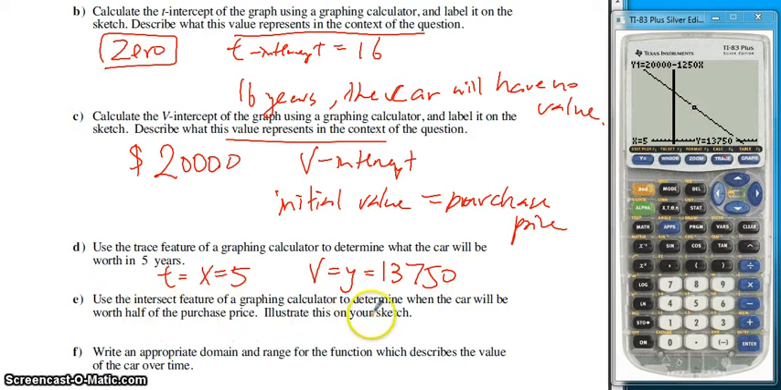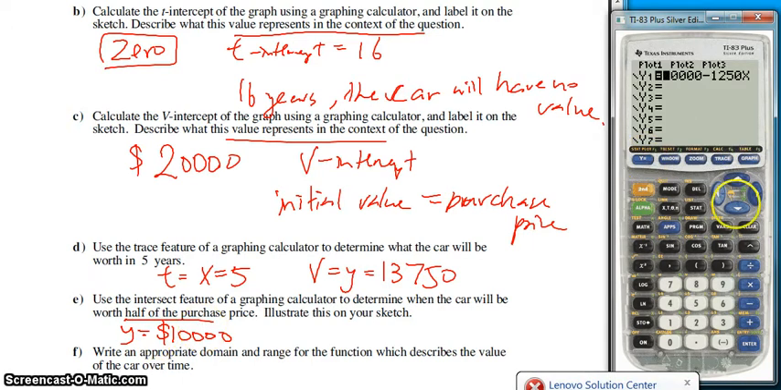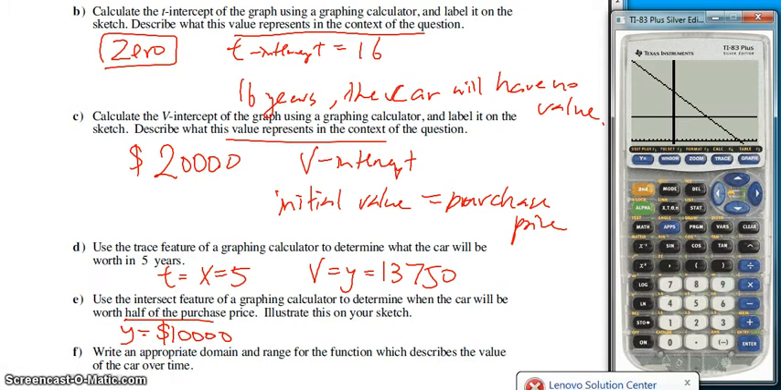Use the intersect feature to determine when the car will be half the original price. So how many years later will the car depreciate to half of its price? If you want half of the price, which means 10,000, that's the y value. There's no way to enter the y value directly, so you need to do it indirectly: enter another line, y equal to 10,000. Now you have two equations, and the answer will be where the intersection is.